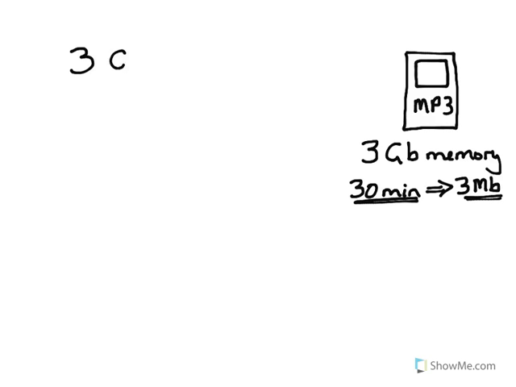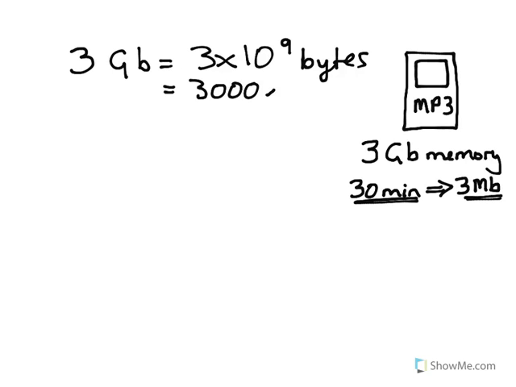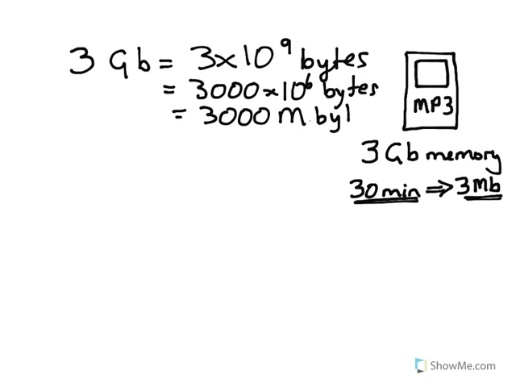Well, what we have to think of there is that our 3 gigabyte memory is the same as 3 times 10 to the power 9 bytes. Okay, that's how much memory we have. It's the same as 3,000 times 10 to the 6 bytes, which is actually the same as 3,000 megabytes. So the whole memory of our MP3 player has 3,000 megabytes.